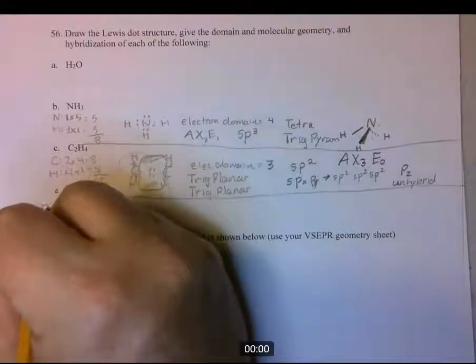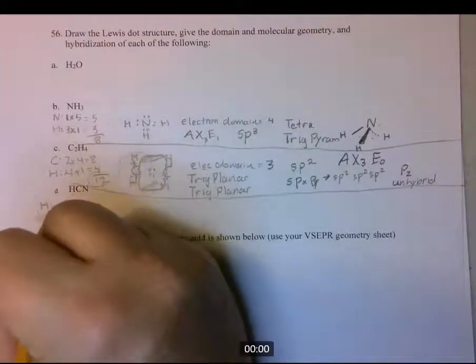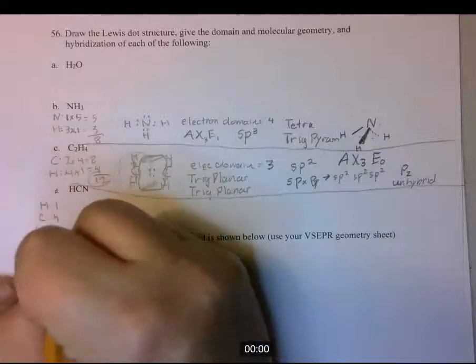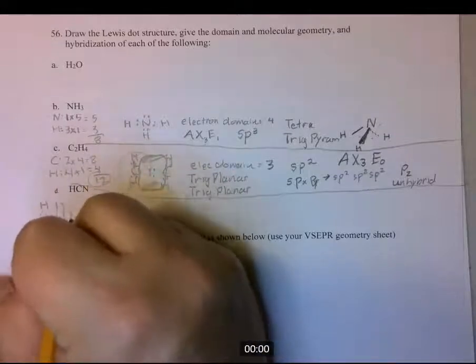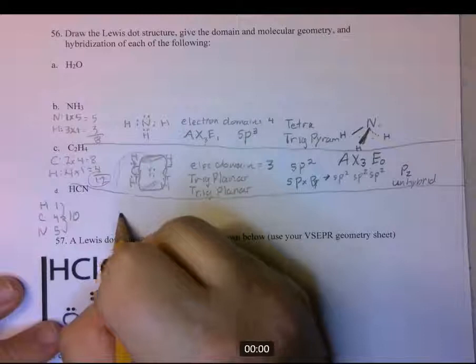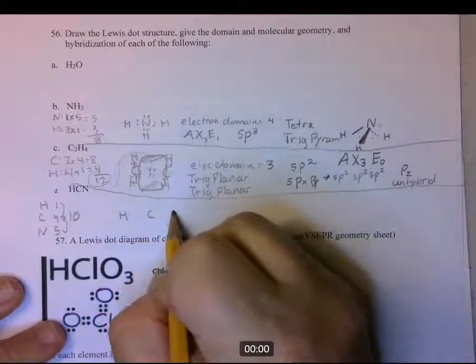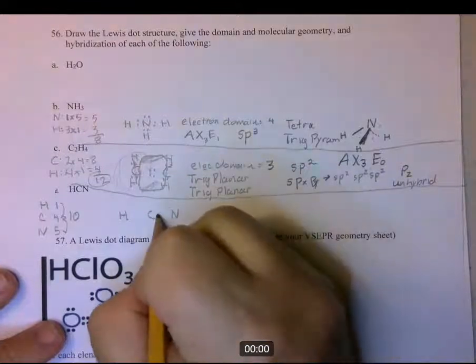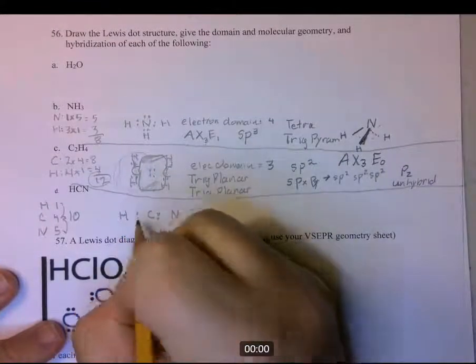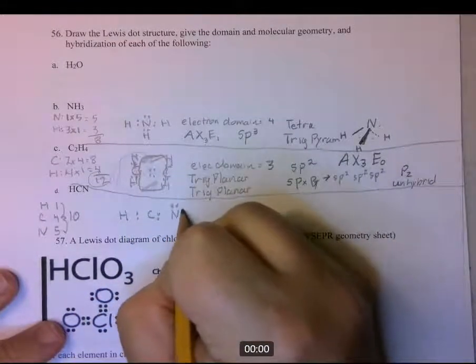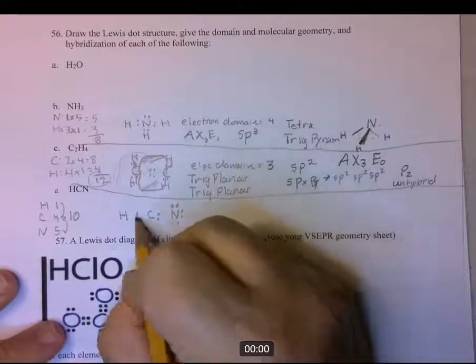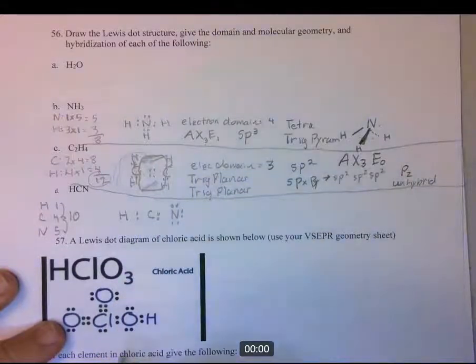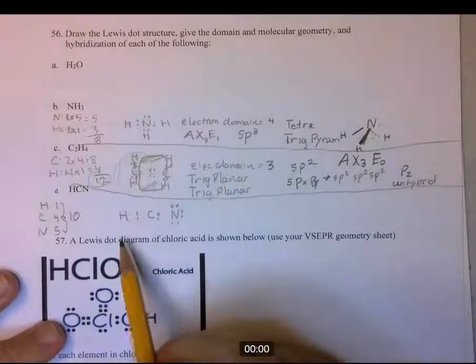So we have H is 1, C is 4, N is 5. So we're going to have 10 electrons there. So H can't be in the center. C is always in the center pretty much, almost always. Okay, so we have 10 electrons, so we have single bonds there. We form an octet around the outside atom, nitrogen. Hydrogen already has an octet. And so we have 8 and 2 is 10.